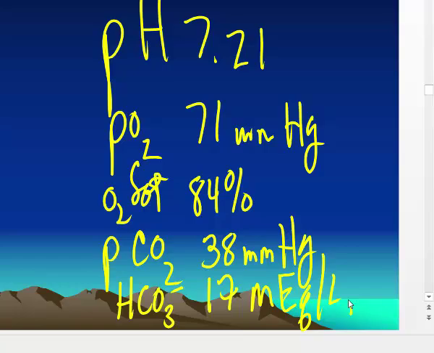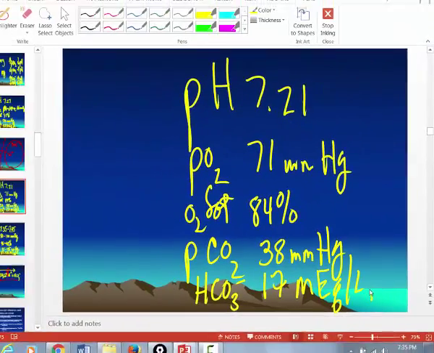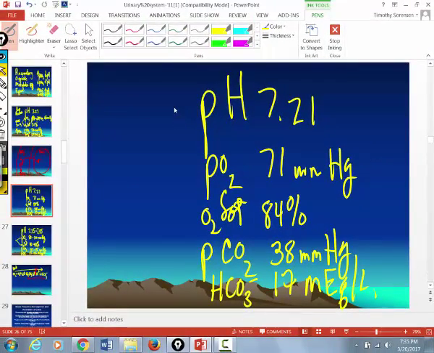All right. So again, how you interpret this is you look at the pH. Is it acidic, basic, or normal? So it's acidic. Right? So this is an acidosis. Now you look at your PO2 and your O2 sat, right? Now you look at your PCO2. Is the PCO2 high, low, or normal?